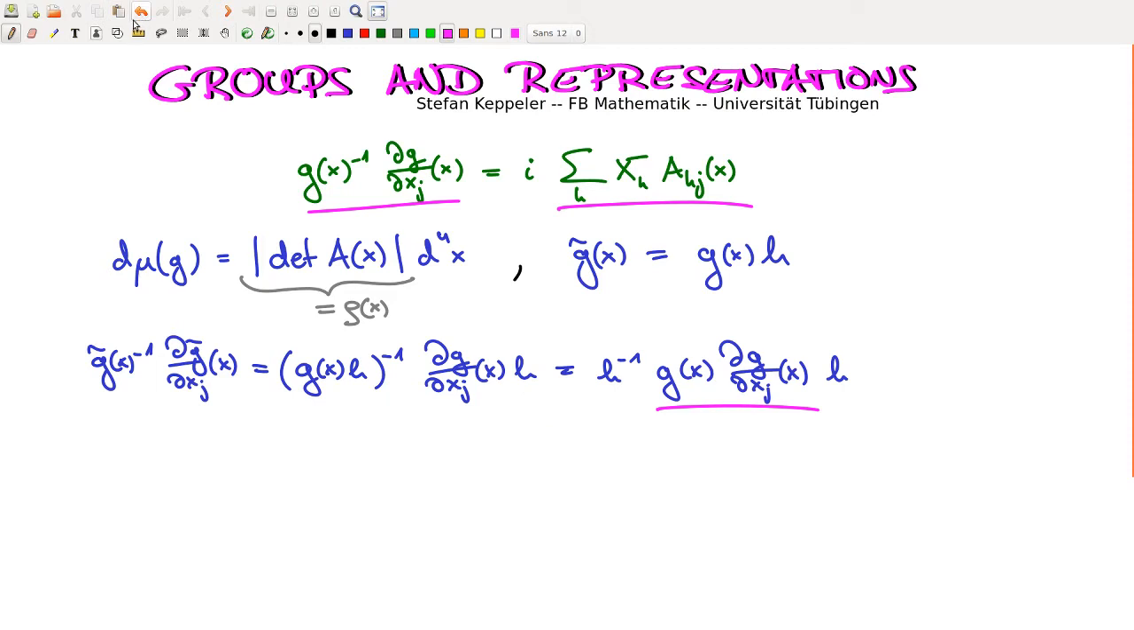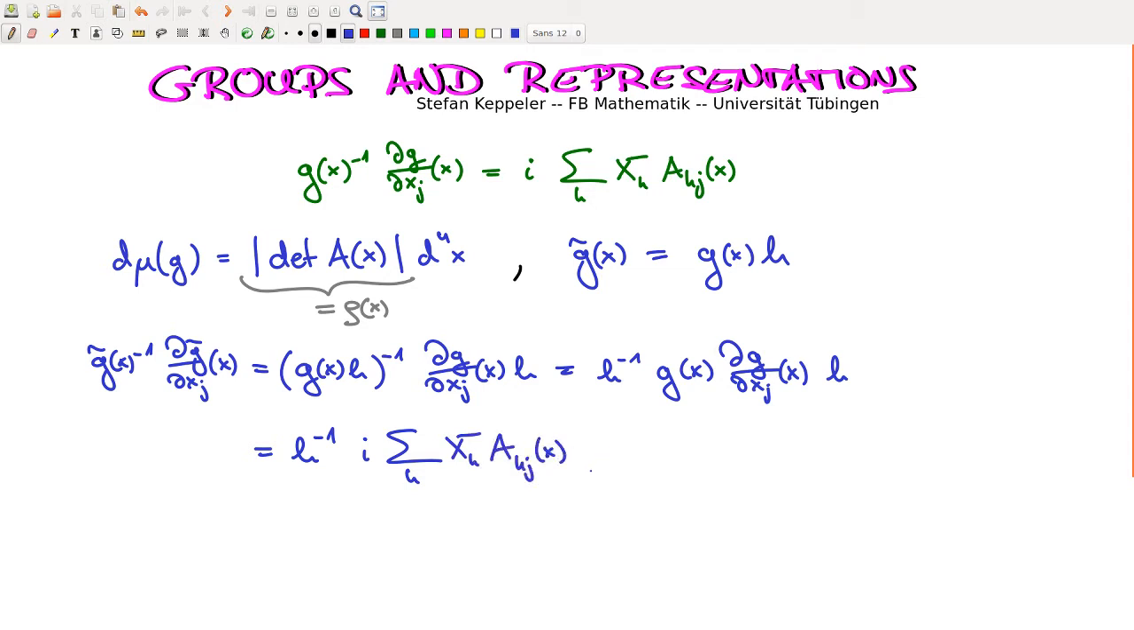So we can recover these coefficients a, k, j here again. But the whole thing is conjugated with these h's. So now we get h inverse, and here we write I times sum over k, xk, the algebra basis, akj of x, and then the h from outside. So we replace this by this.